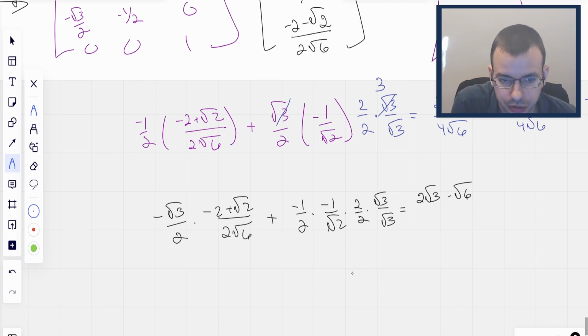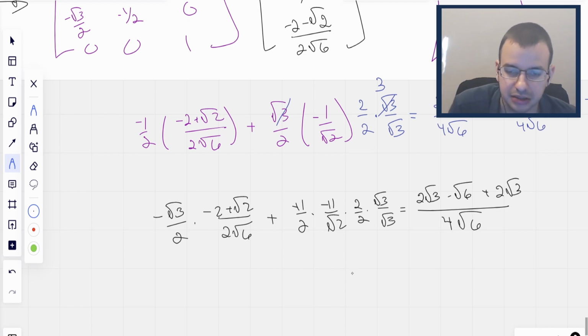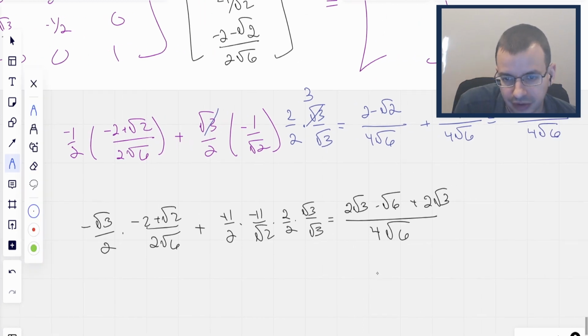And we're going to look at the other side. Negatives cancel. Plus 2 square root of 3. Okay, so we got 4 square root of 3s now. And we're going to be over 4 square root of 6. All right, simplifying this a little bit, we're going to have a total of 4 square root of 3 minus square root of 6 all over 4 square root of 6.